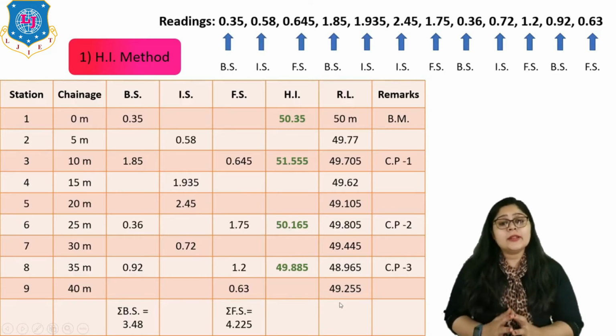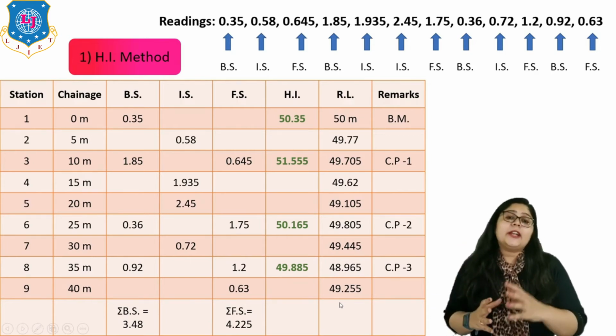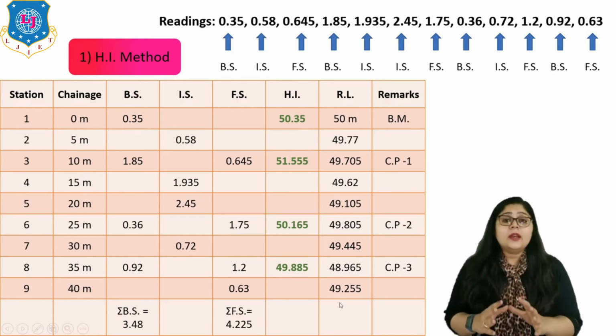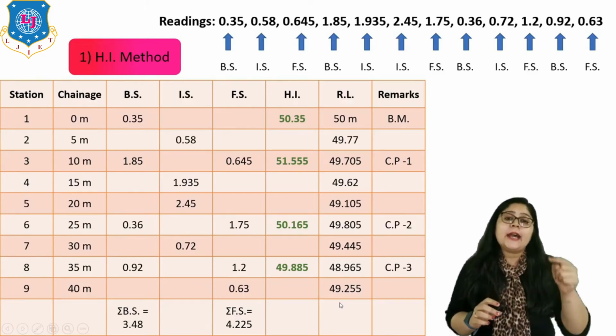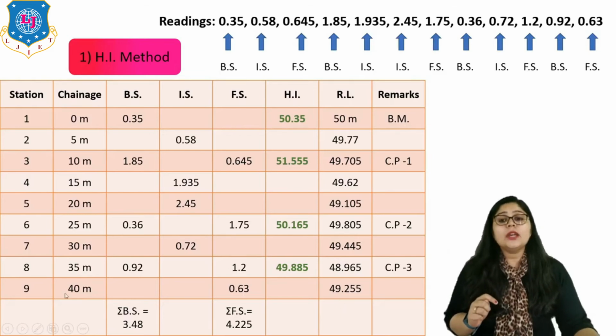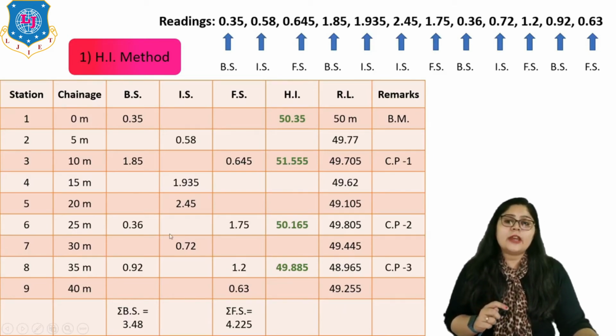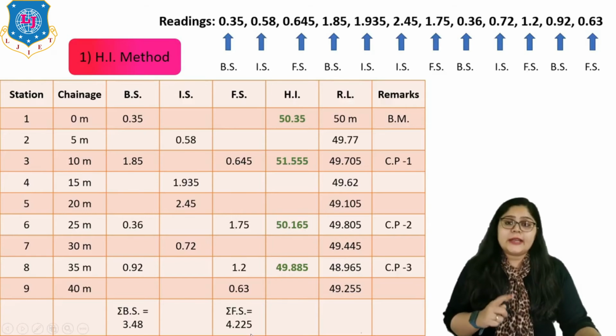So now you better understand the equations or the logic behind calculating different HI and respective RL of different points, right? So this is the method through which we can identify the RL of different points using the height of instrument. Now here in the end you have seen the summation of BS and summation of FS, the overall summation for this column and this column. These are generated to do the checks.